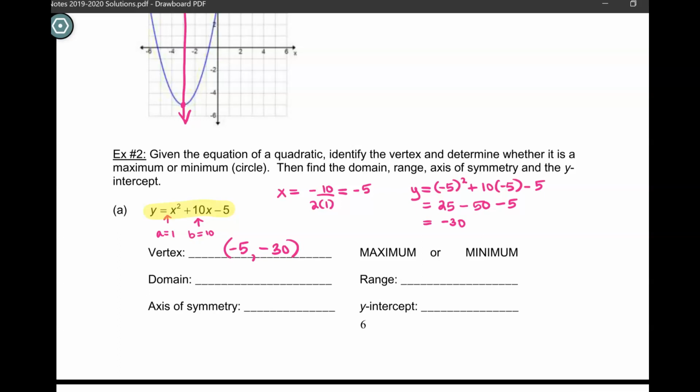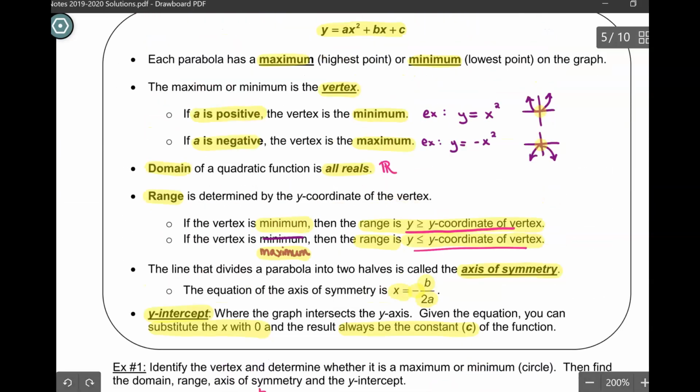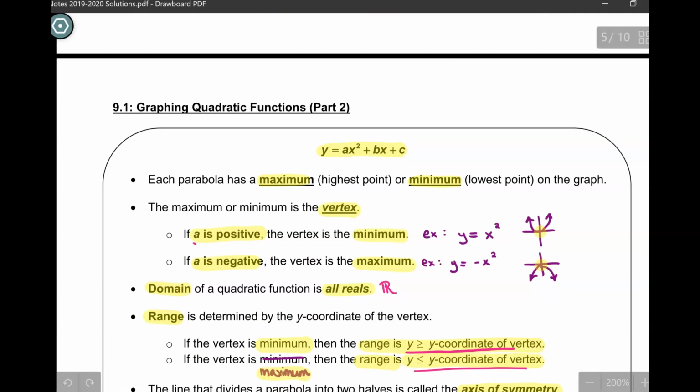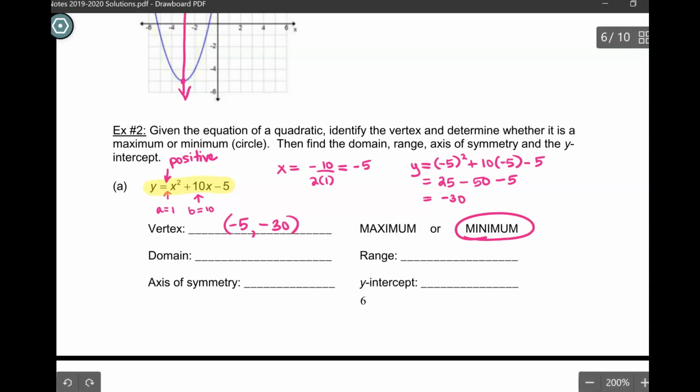Now I don't have a graph, so I don't have that visual, but we can tell if it's a maximum or minimum based on whether a is positive or negative. It's positive. I said when a is positive, I have a minimum. Because remember, if it's positive, that means it's pointing up, which makes the vertex the lowest point. So that's a minimum. Domain, always the easiest one to answer. That's going to be all reals.